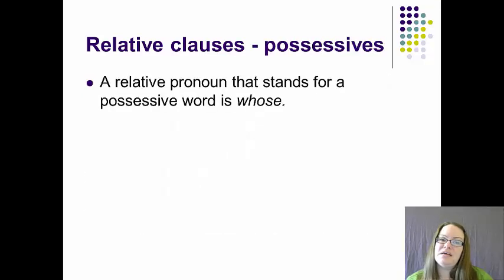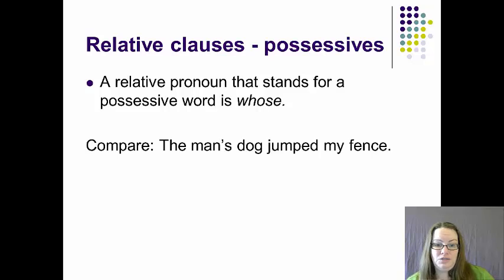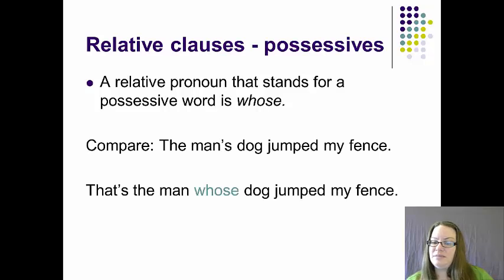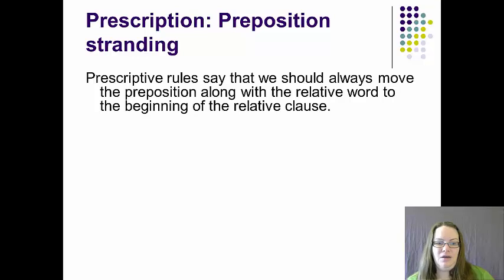Okay, let's take a look at possessives. So we've looked at subjects, objects, and now we're going to look at possessives. When we're replacing something that should be possessive, we use the relative pronoun whose. Okay, so the man's dog jumped my fence. Or, that's the man whose dog jumped my fence. So again, it's the man's dog that we're replacing, and so we're going to use a possessive, which in relative pronouns is whose.